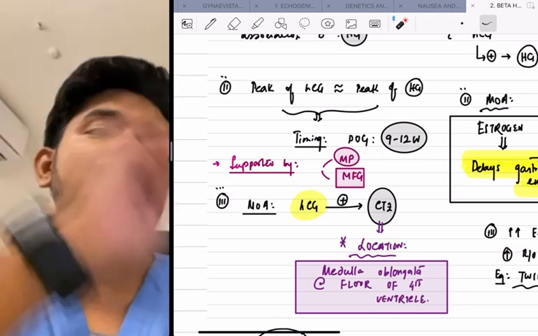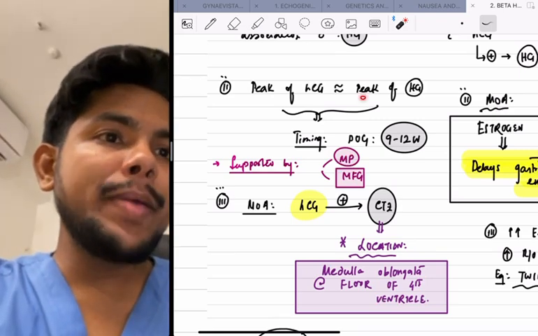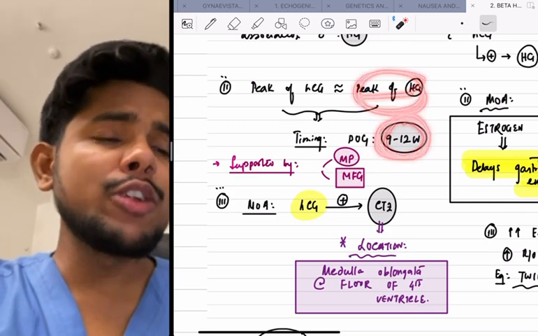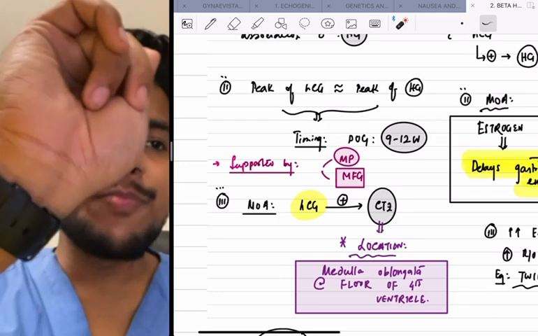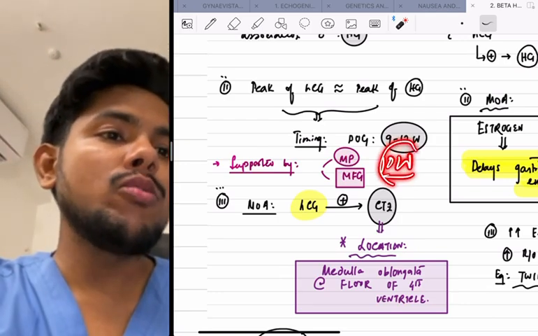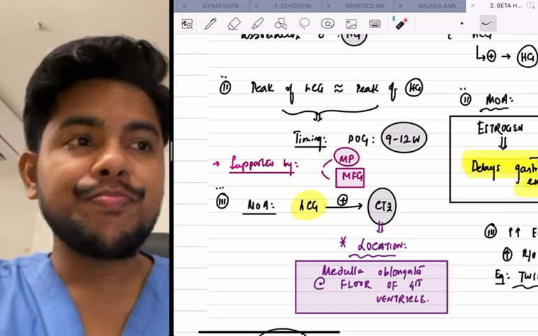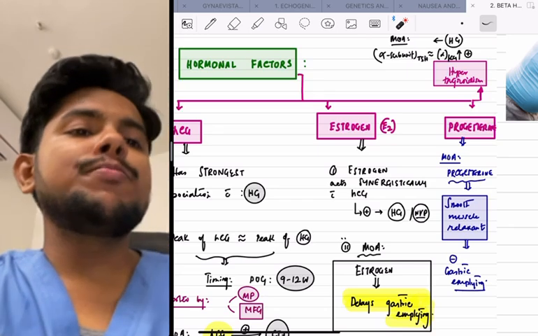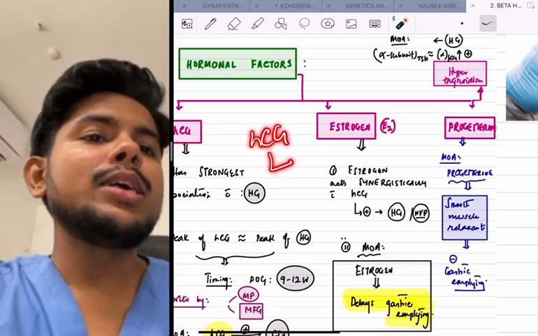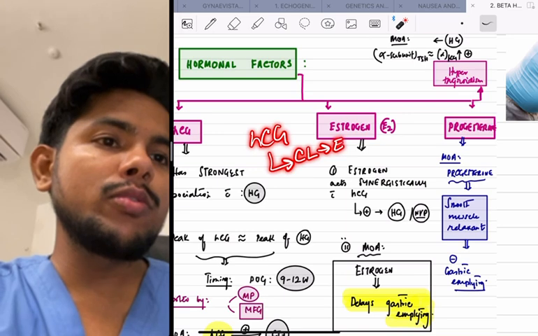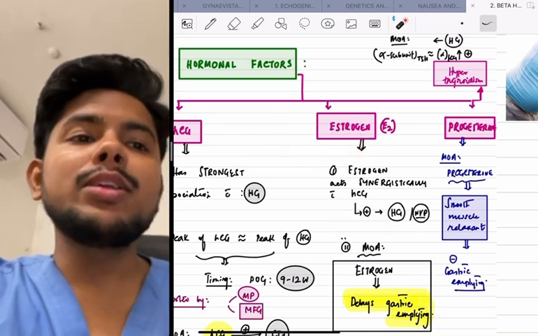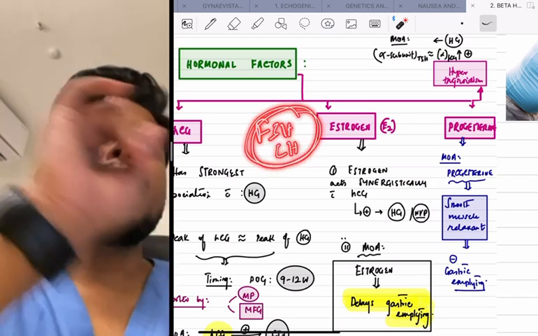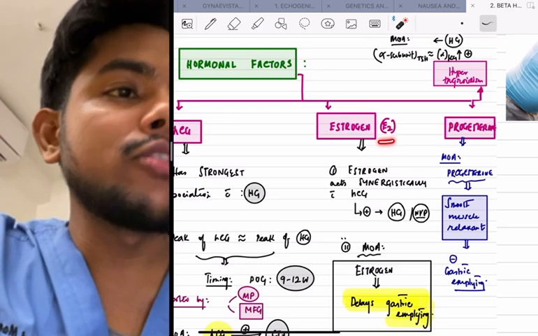Okay, and can you see this? The peak time for hyperemesis gravidarum is 9 to 12 weeks. I told you that the hCG hits its peak level at around 10 weeks, so it is also matching that. Next, hCG stimulates the corpus luteum to produce estrogen, because it has similarity with the FSH and LH. So hCG stimulates corpus luteum to produce estrogen.